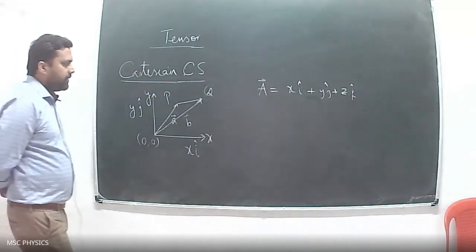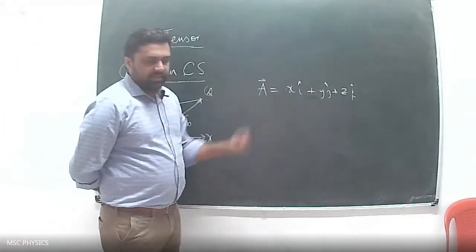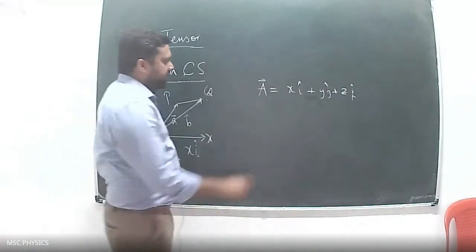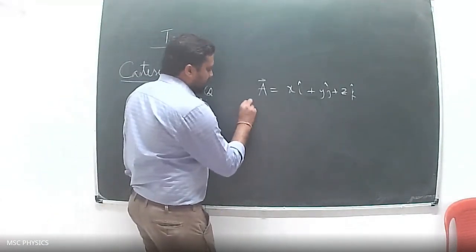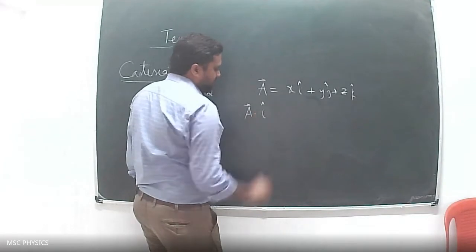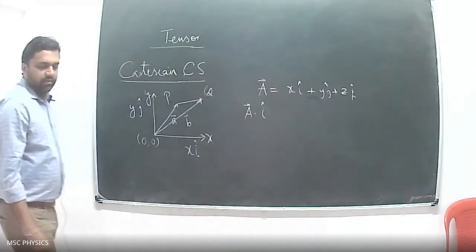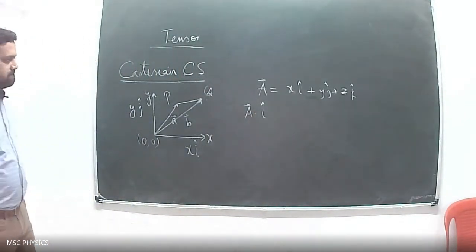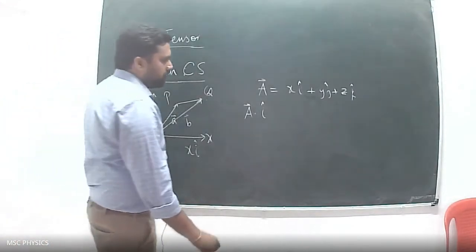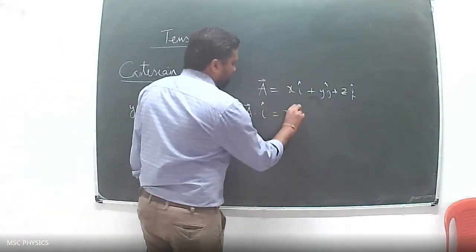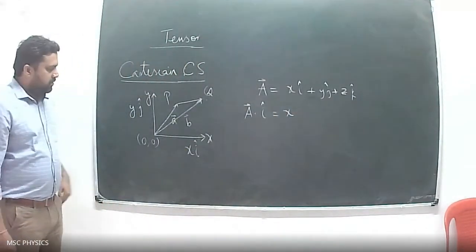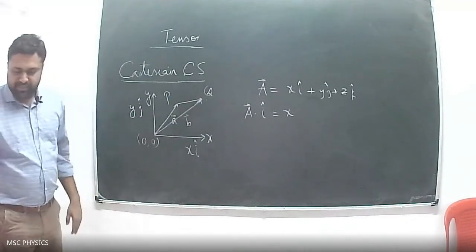All right. So what is this? Basically x. I'll take the vector A and I'll take its dot product with i. What will I get? X. So the projection of this vector, let me remove the two vectors.